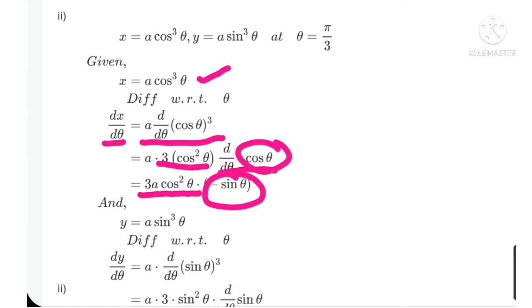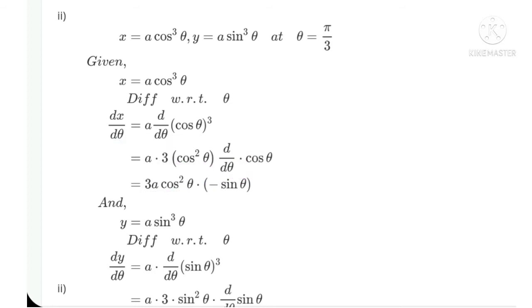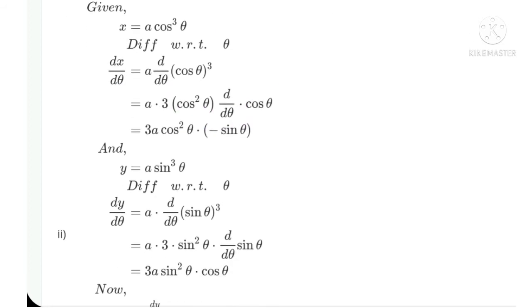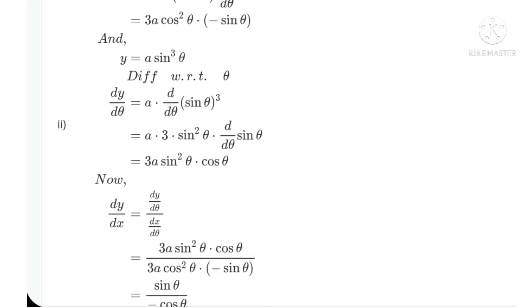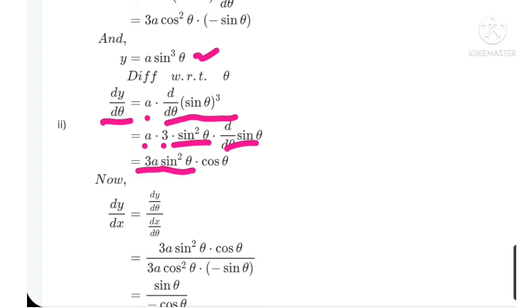So we get dx by d theta is equal to 3a cos square theta into minus sin theta. Now you find y. Y is given. Y is equal to a sin cube theta. Differentiate with respect to theta, you get dy by d theta is equal to a constant term as it is into d by d theta of sin cube theta. So a as it is, 3 as it is, sin square theta into again derivative of sin theta. So 3a sin square theta as it is, derivative of sin theta is cos theta.